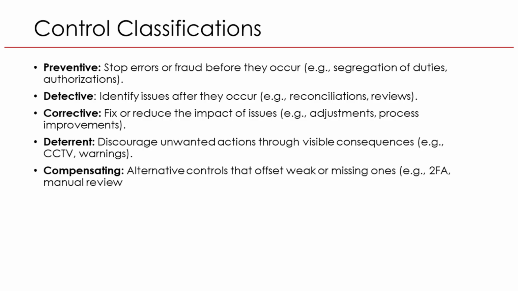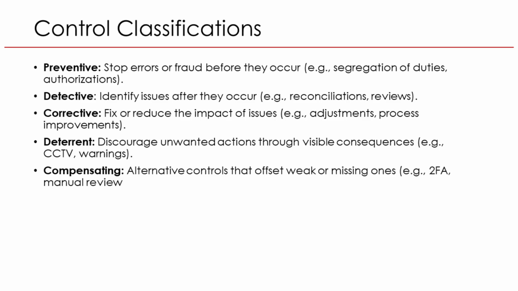1. Preventive controls stop problems before they happen. For example, segregation of duties ensures that no single person can approve and pay a vendor. Password policies or authorization requirements also help prevent fraud or errors.